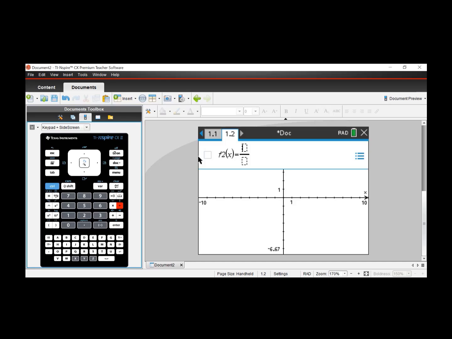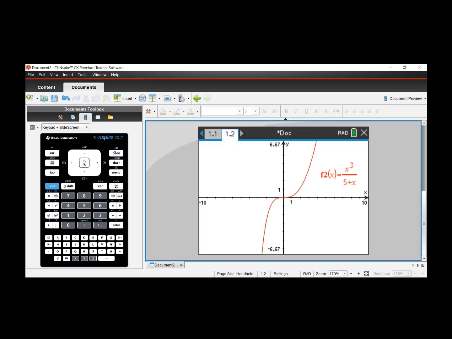Okay, so in the top we have x raised to the third. Then we're going to come out of that exponent, go down to the bottom, and we have 5 plus x, and we hit enter. And there's our graph. Now, if we're looking for the range, how low, it's going forever low. How high, it's going forever high. So we have our range is the set of all reals.